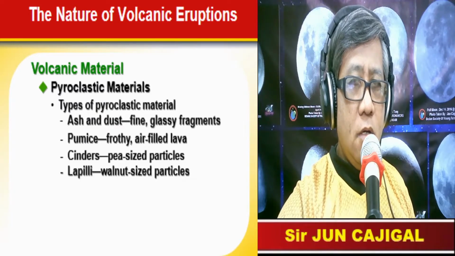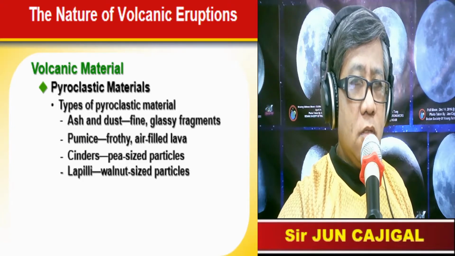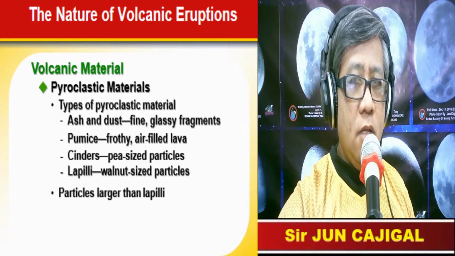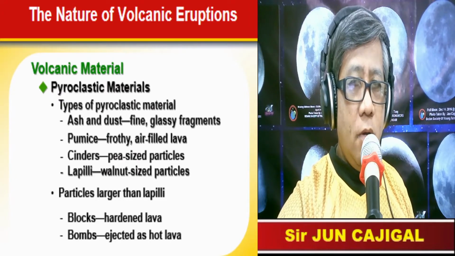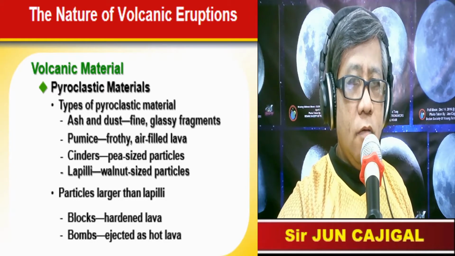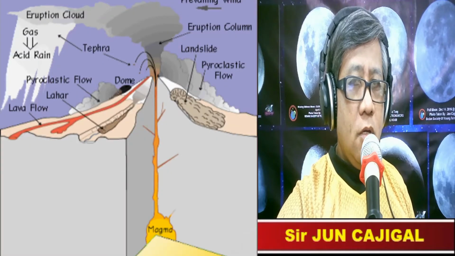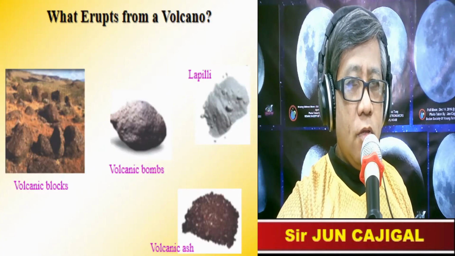Now there are pyroclastic materials that are even larger than the lapilli. So we have volcanic blocks. Volcanic blocks are hardened lava that is thrown out from a volcano. Then we have volcanic bombs. Volcanic bombs are thrown out or ejected as hot lava during a volcanic eruption. Okay, so those are the pyroclastic materials that are ejected during a volcanic eruption.